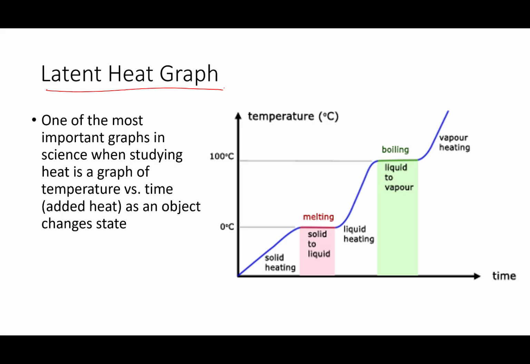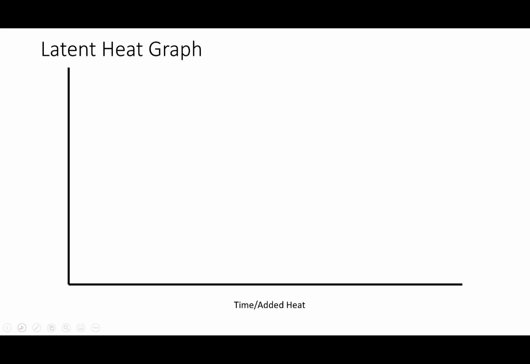Now, I'm going to ask you to draw with me a graph. This is one of the most famous graphs in all of science, and this is a latent heat graph. This is a graph of temperature on this axis versus added heat on that axis. And it's going to end up looking something like this. So we're going to draw it here, and here's what I want you to picture in your mind.